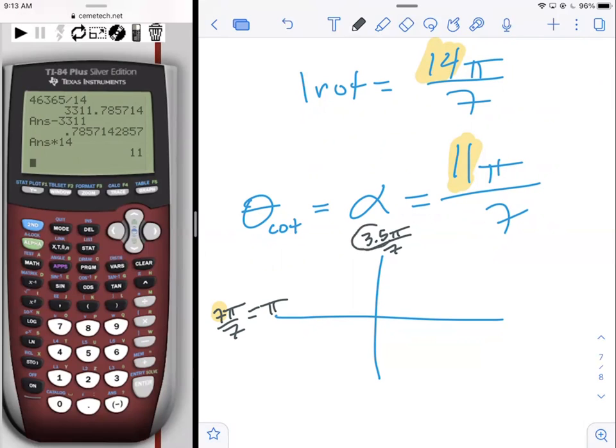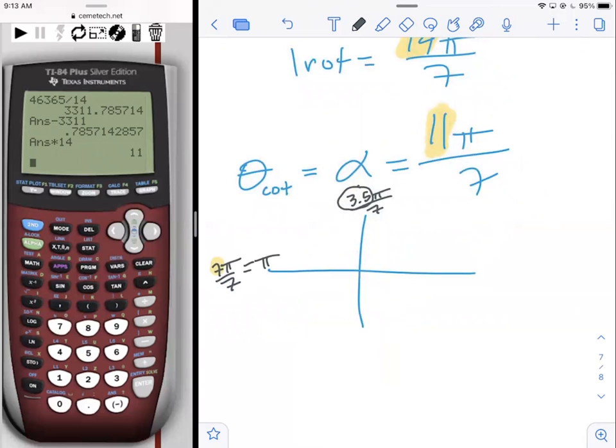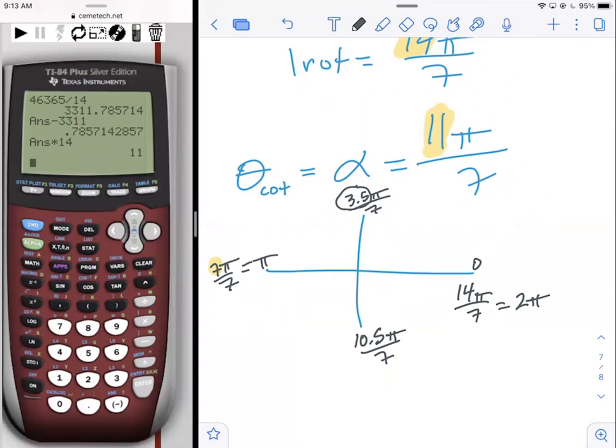Once you have this number here, you can create as many quadrantal angles as you want. Just keep counting by that number. So 3.5 plus 3.5 is 7. What's 7 plus 3.5? 10.5 pi sevenths. I know, it's exciting, right? And what's 10.5 plus 3.5? 14 pi sevenths, and that's your checkpoint because what's 14 divided by 7? 2 pi, that's once all the way around. So now we have our axes. Of course, this is still zero, coterminal with 2 pi.